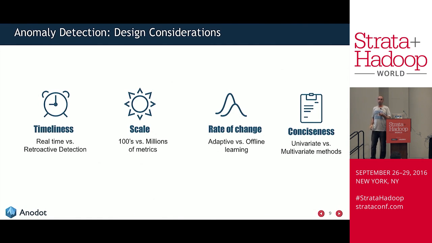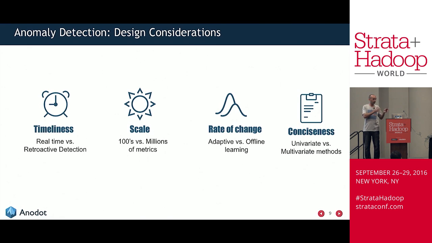Rate of change. Am I measuring a system or a company? When I'm talking about a system, it doesn't have to be a physical system. Am I measuring a phenomenon that constantly changes? Or is it something that is more static and well understood? For example, measuring an airplane is something that is fairly static.